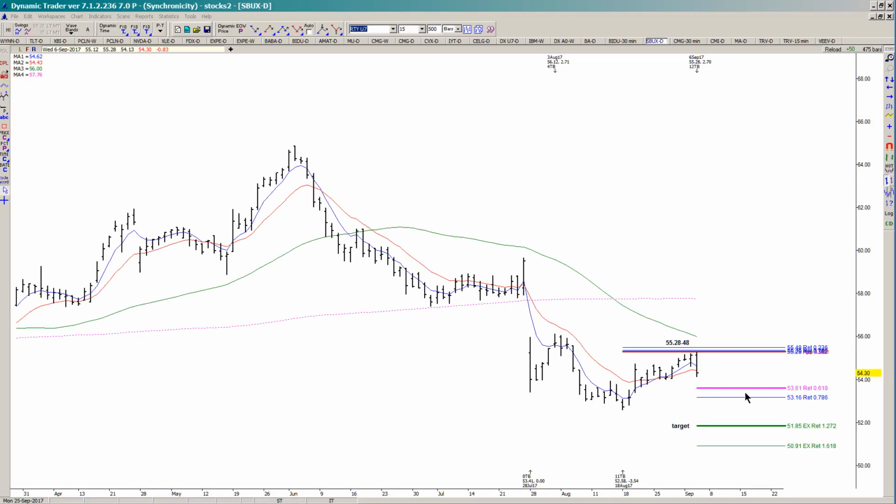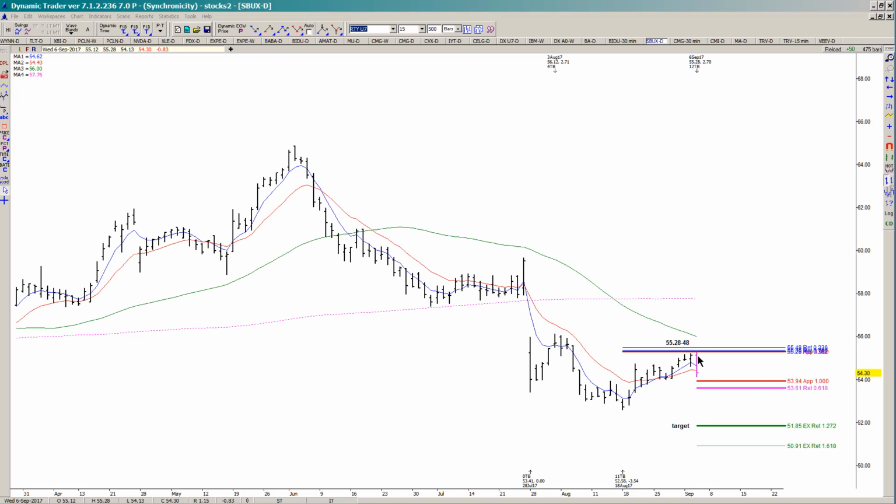And then also what I want to see is a break of the symmetry and this 618 retracement. So let me show you where that comes in. Here what I did was just measure this high to low, projected it from the high, and that gives you the 53.94, and there's also a 618 retracement of this prior swing.